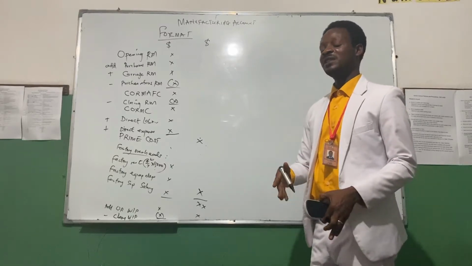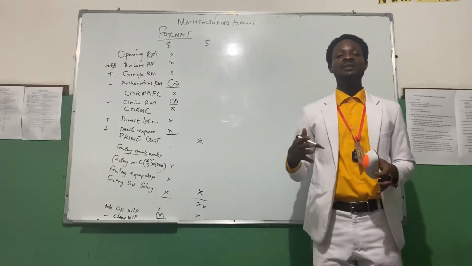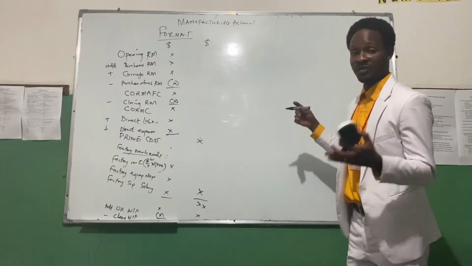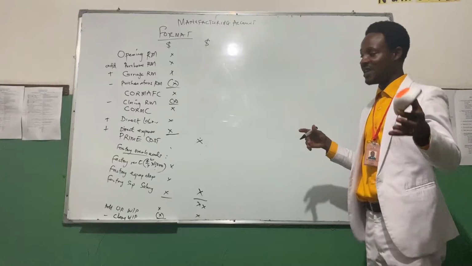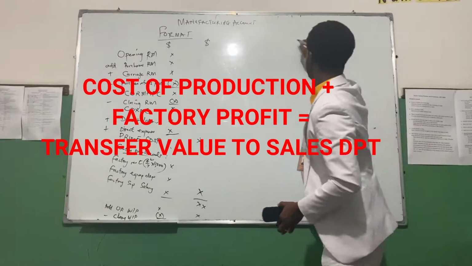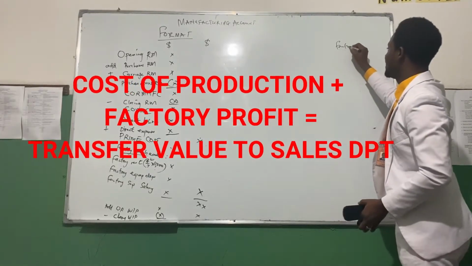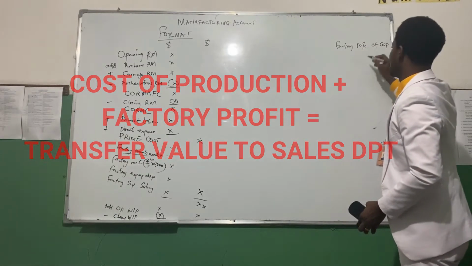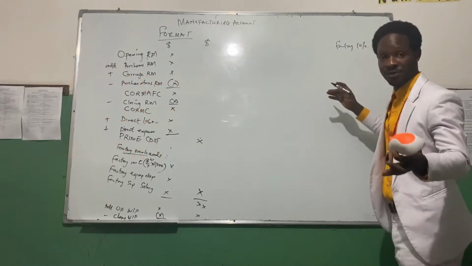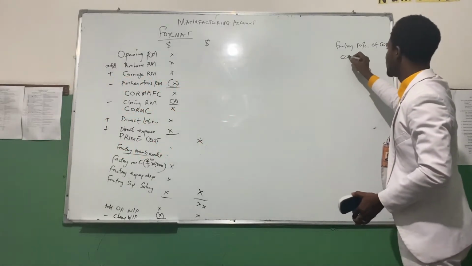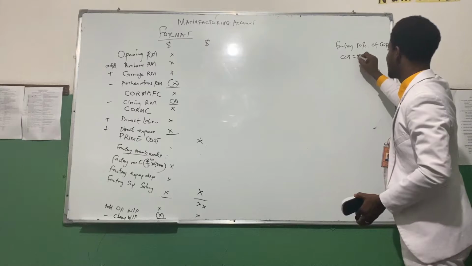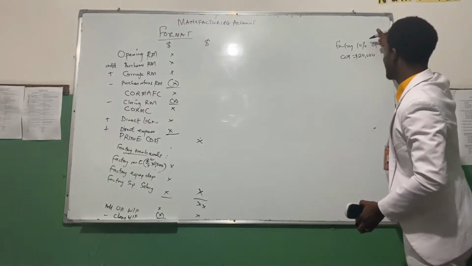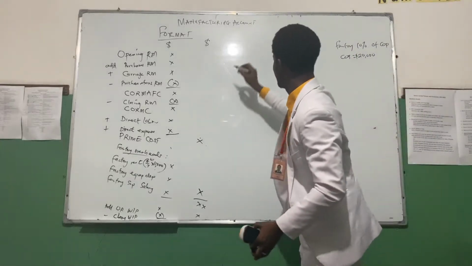The factory department can charge a profit, a percentage as profit for the factory, which is called factory profit. So let's assume it is 10%. If the factory charges 10% of cost of production, let's assume a value. If cost of production is $20,000, then 10% of $20,000. That means at this point, let me create.